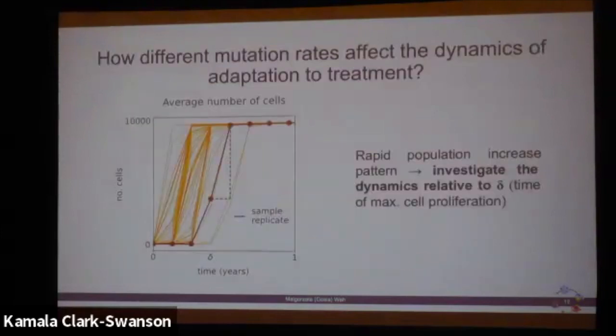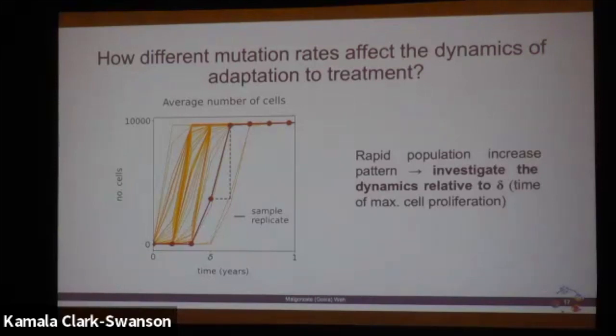Nevertheless, we've got some characteristics about how the mutator phenotype, or the ability of having a lot of mutations and inducing them over time, accelerates adaptation to treatment. But we do not know exactly the dynamics of how it happens. So what I'm going to do here is that for all of my replicates, I'm going to look at the time point where we observe the most rapid population growth.